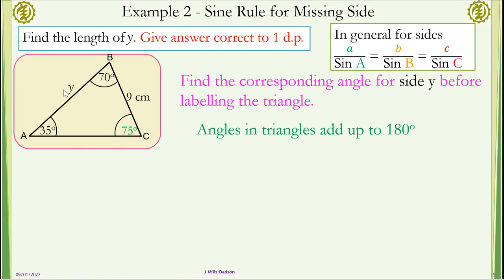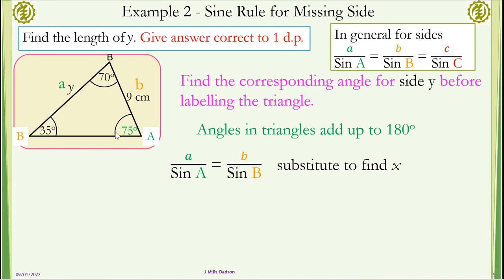Label small a, big A, small b, big B. So this question is actually named ABC to confuse you. So don't start with this ABC; you have to relabel it. Small a, big A. Small b, big B. Now you recall the formula and we substitute.